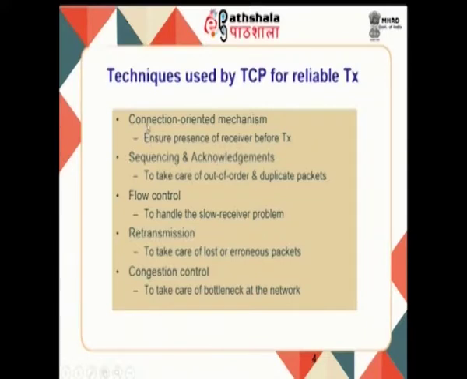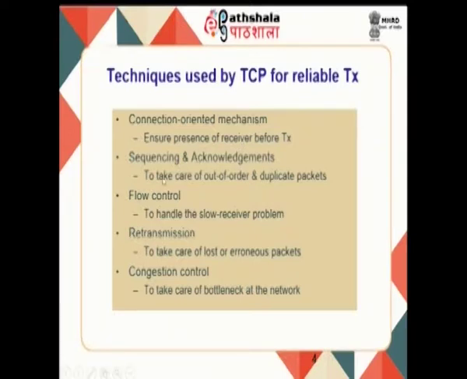First thing that TCP does is it takes a connection oriented approach. This would mean that before sending data, it will ensure that the receiver is present at the other side. Before data is sent, TCP will send a request to the other side, to check whether a process is waiting at the other end to receive the data or not. Only if there is a process waiting at the other end, it will send the data. This is what we mean by a connection oriented mechanism. This way we make sure that a receiver is available, so packets will not be lost because the receiver is not available.